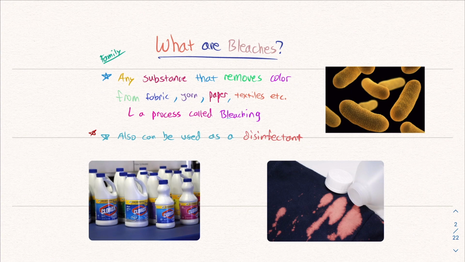So what is bleach? A better question is, what are bleaches? I say that because bleach is a catch-all term for a family of molecules, and bleaches are any substance that removes color from things like fabric, yarn, paper, textiles, etc. And this process is called bleaching.